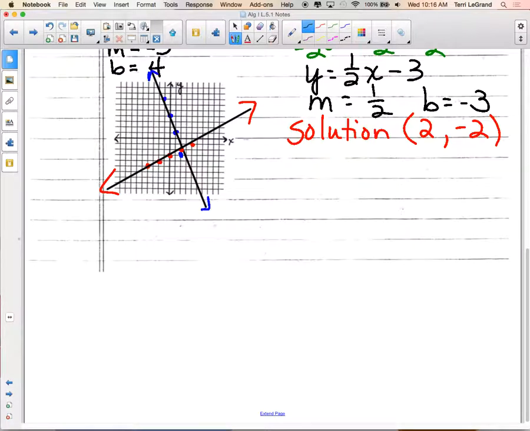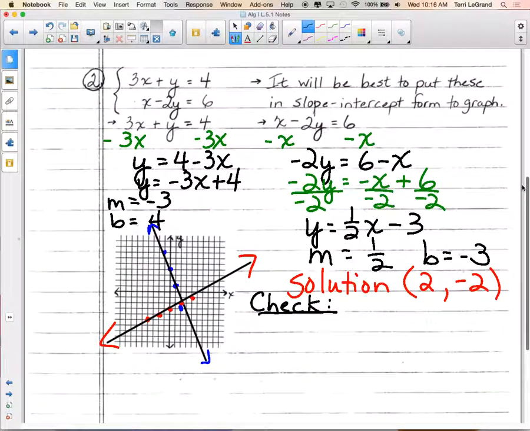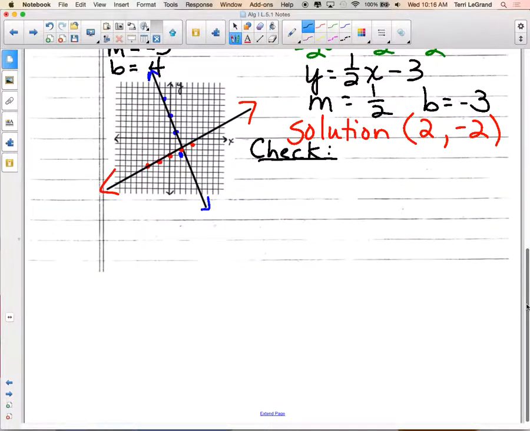Absolutely. You don't get to do it in the rename, because you're thinking I renamed them properly, and of course then when you check them in your new names, they're going to check out for you. But if you didn't rename them properly, you won't catch that. So we have to go all the way back to 3x plus y equals 4. And what's the other one, Devin? X minus 2y equals 6.